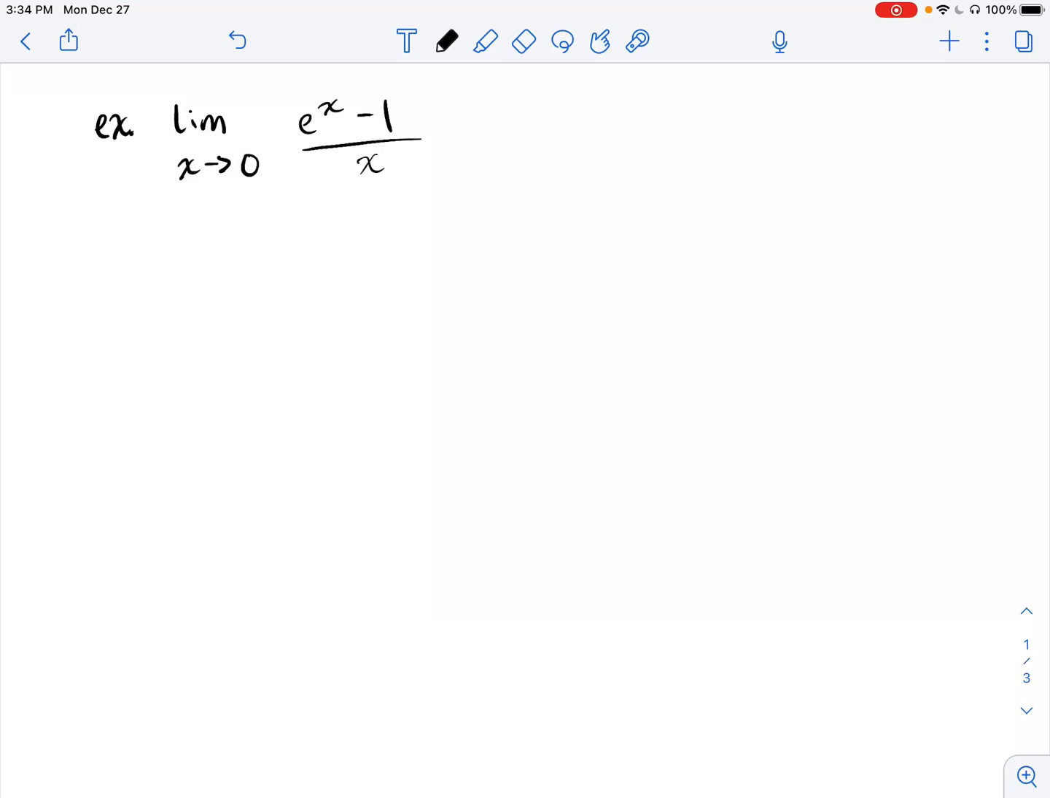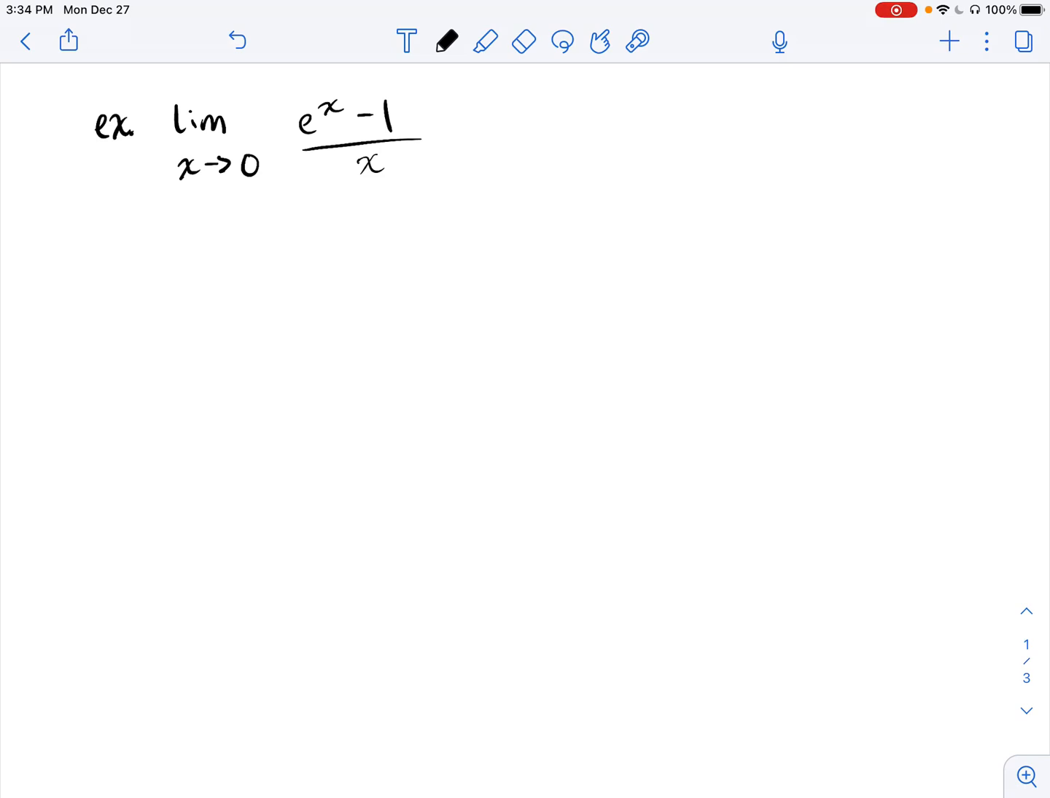All right, let's bring it back and consider the following problem, where we're finding the limit of the function e to the x minus 1 divided by x, as x approaches 0. Well, we know that when we're finding limits, we typically start by trying direct substitution. That is, plugging in the value that x is approaching into the function itself to see if it gives us a sense of what the limit is.